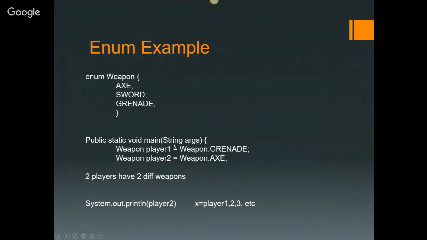Public static void main down here. So I'm trying to show you that this is all one thing. I've got my player 1 has a weapon, and the weapon that he has is a grenade. Player 2 has an axe. So 2 different players have 2 different weapons.